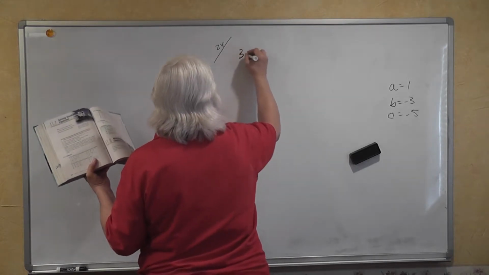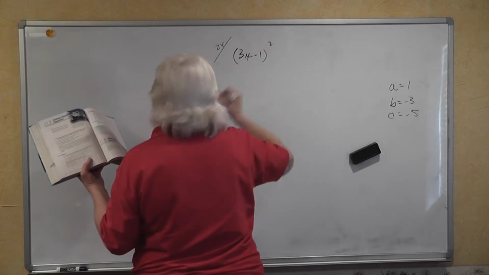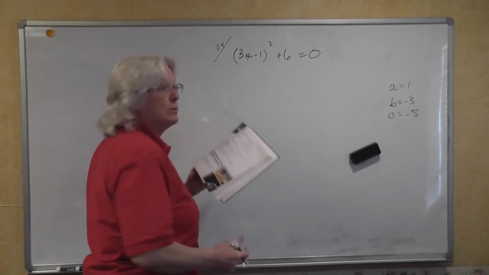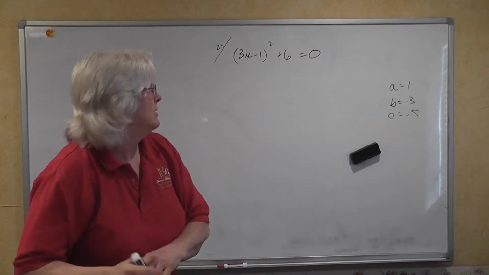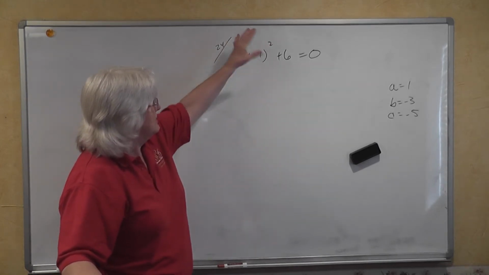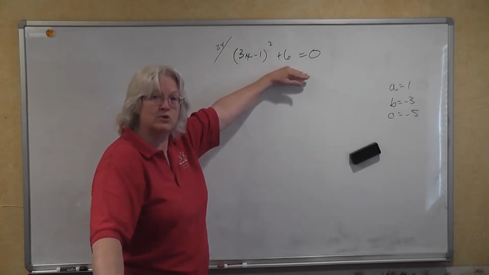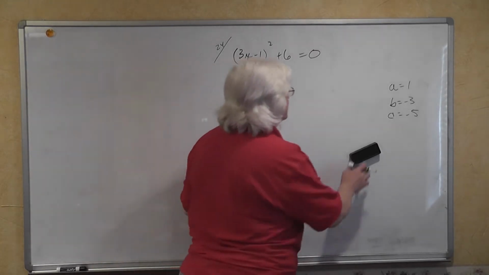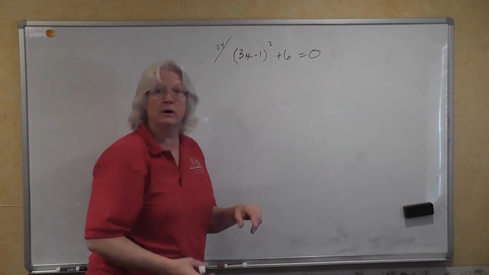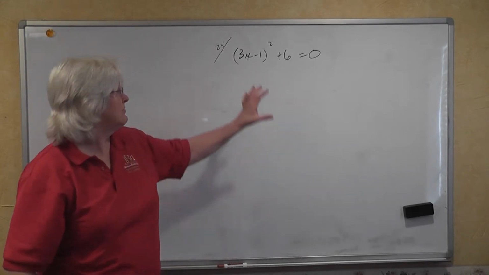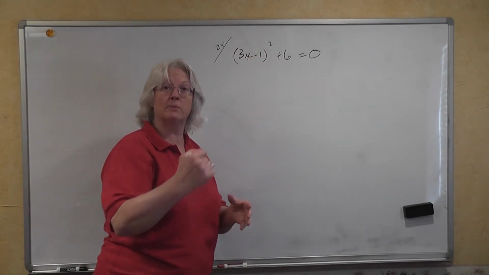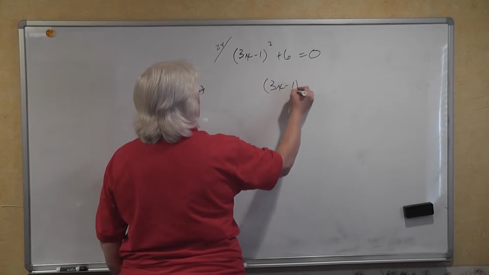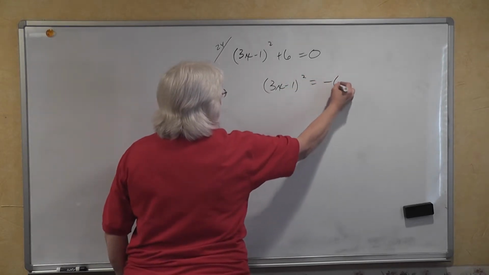This is the quantity 3x minus 1 squared plus 6 is equal to 0. Okay, we have this already set up in ax squared plus bx plus c is equal to 0. We don't have that center term, so b is equal to 0. Now what did they tell us to do at the beginning of this section? It said if b is 0, let's go ahead and solve this by taking the roots of both sides of the equation. We have the quantity 3x minus 1 squared is equal to a negative 6.